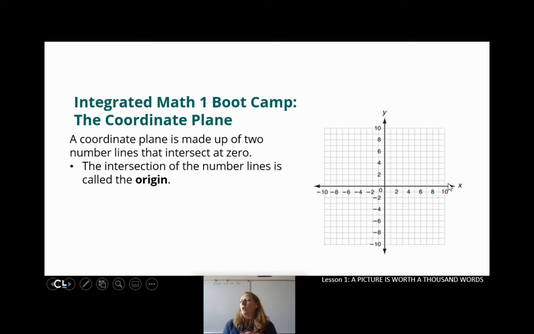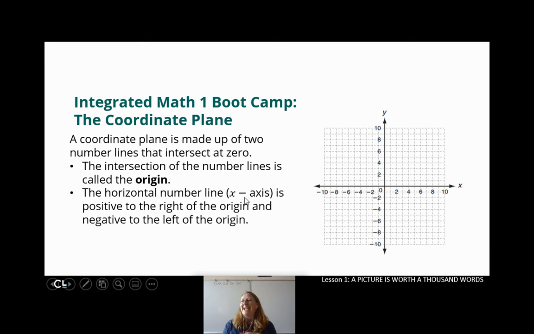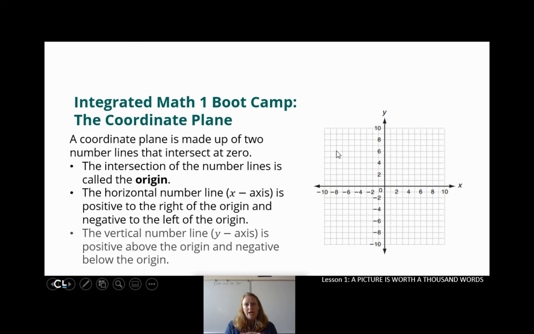Now, my horizontal number line is also known as the x-axis, and it's positive when we go to the right of the origin, and of course it's negative when we go to the left of the origin, which makes sense because the origin's at 0. For our vertical number line, we know it as the y-axis, and of course, since 0 is sitting in the middle, that means it's positive above the origin and negative below the origin, so no surprises there. You know this.